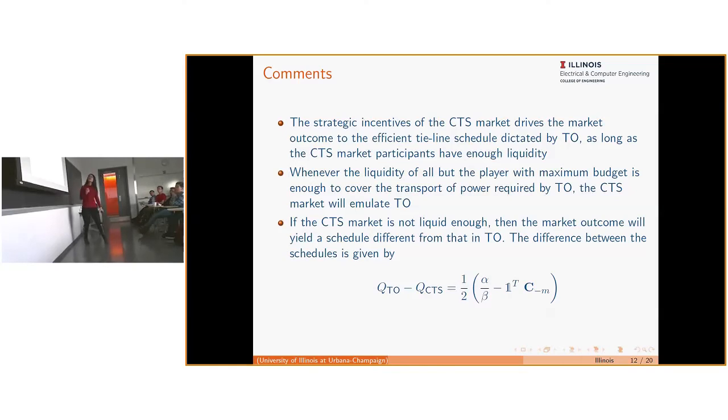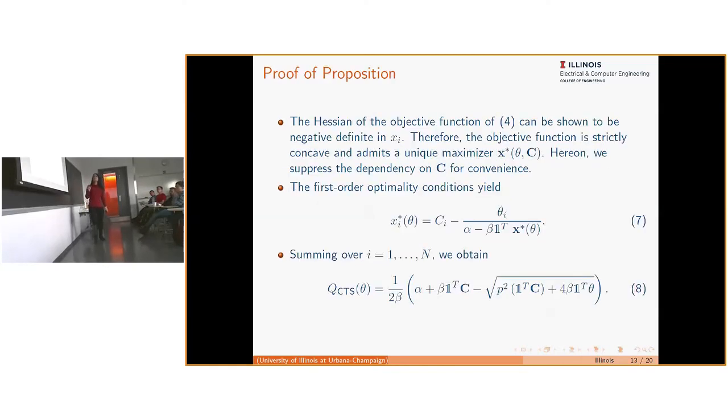Okay, so basically the proof relies, I'm going to just describe very broadly the steps. The first step is that going back to the CDS market clearing, we can establish that the objective function is jointly concave, and therefore the CDS market outcome admits a unique solution, which is given by the expression 7, that gives essentially the optimal reward from the market to each participant. And from that, we can compute the CDS schedule as a function of the actions of each player.